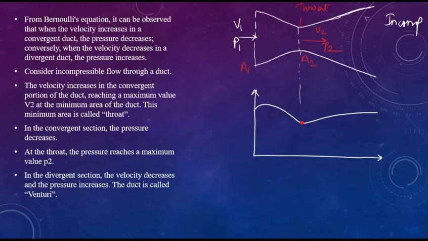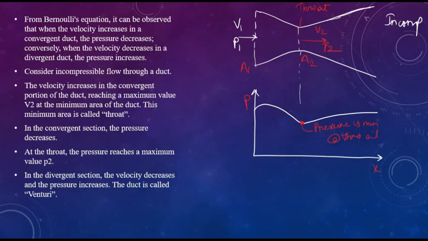And what is this minimum area region? We have called that the throat. And what happens to the pressure in the convergent section? The pressure is decreasing, as you can see over here in the graph. So this would be my pressure and this would be the x-axis. So this point, what we have marked, is the pressure is minimum at the throat. That is P2. It reaches.